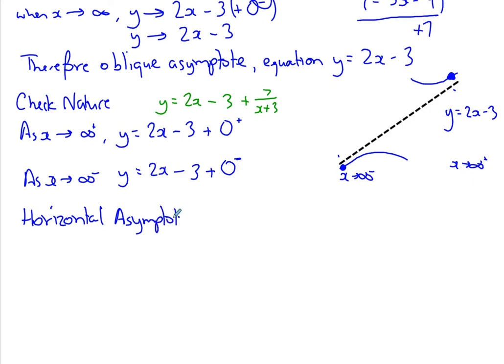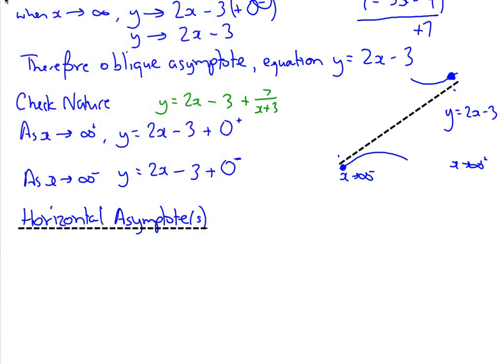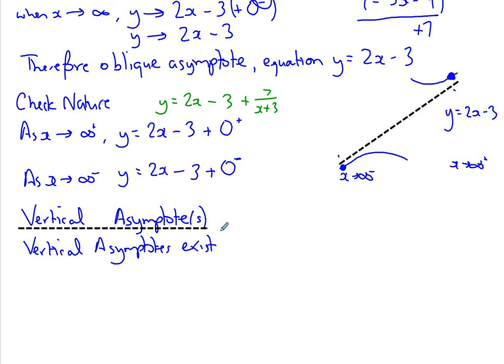So there can be more than one, remember. Oops, oh well, we've got a dotted line here. Horizontal asymptotes, oh, why am I writing horizontal? We're checking the vertical asymptotes. There's more than one. I can't talk and write at the same time. So, vertical asymptotes exist when the denominator is equal to 0.